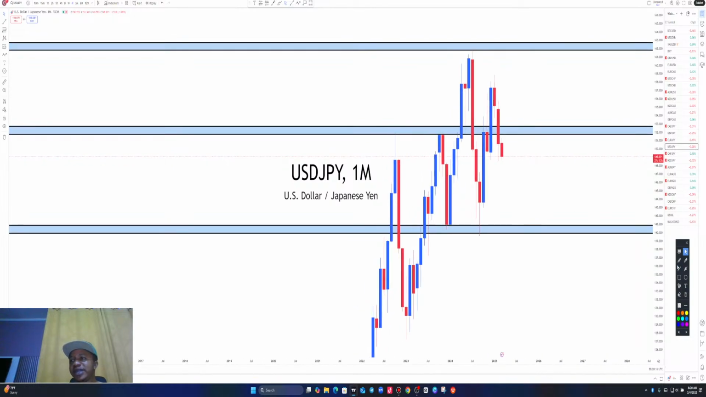Now, USD JPY on the monthly time frame, we have the monthly upper zone, the mid-range zone, and then the lower zone. Let's explain the monthly very carefully so that we can understand where price is indeed going and how we can pick entry into that direction as well.